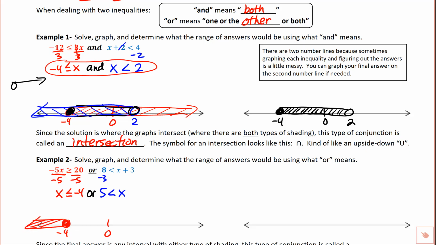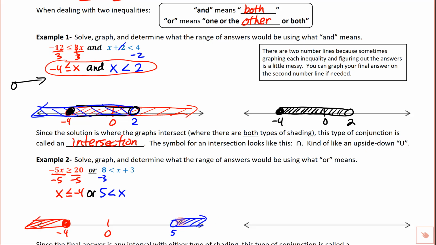And then the other one, I'll go to the blue. This one is 5, so I'm going to put 5 up here. I don't fill it in because it's not equal to it. And then I'm going to read from the variable: x is greater than, the answers are greater than 5. So that would be on the big side of 5, so that would be this right here.